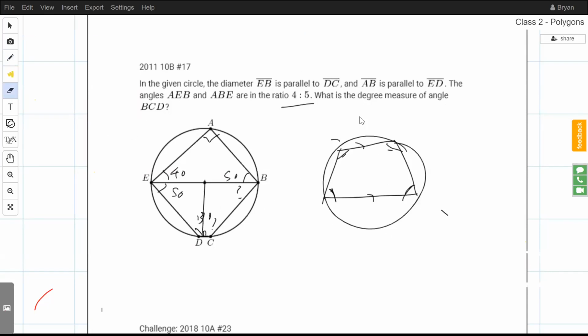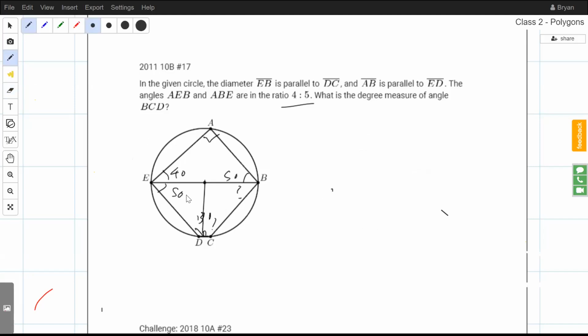And actually, now that I think about it, there's really no need to do this. All you had to notice was EBCD is a cyclic quadrilateral. This means that the opposite angles add up to 180 degrees, which means that angle BCD is supplementary to BED, meaning it's equal to 130. So there's actually no need to find EDC, but I just wanted to say that was one way to do it. If any of you were confused, we didn't actually have to do EDC. All you had to show was EDCB is cyclic, so BCD is 130, and that is our answer.